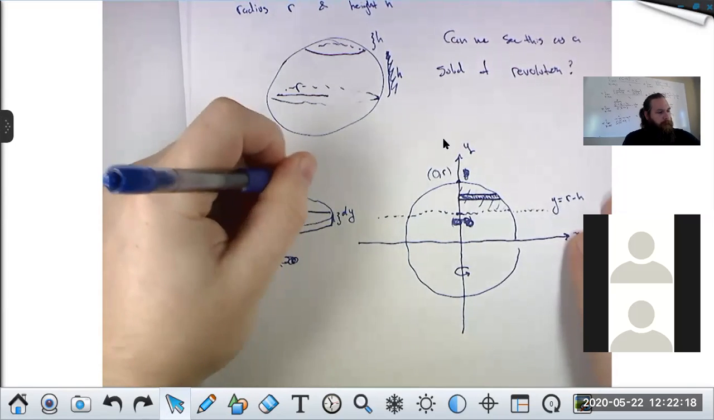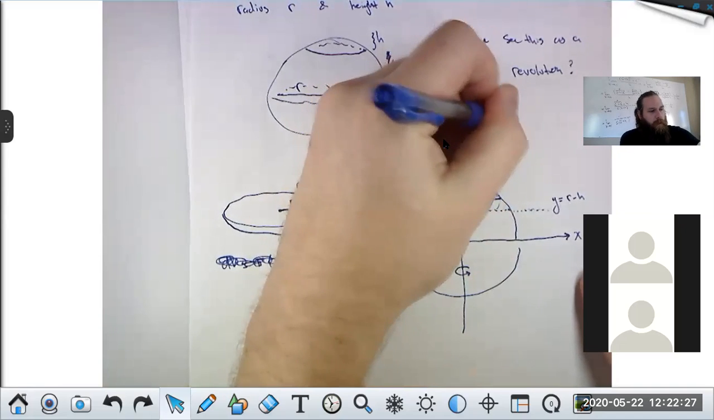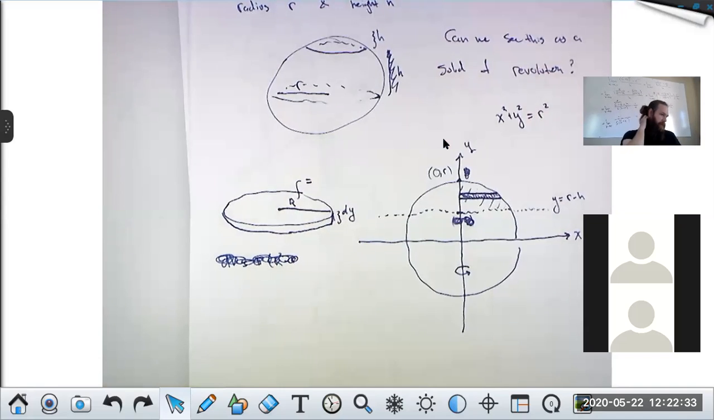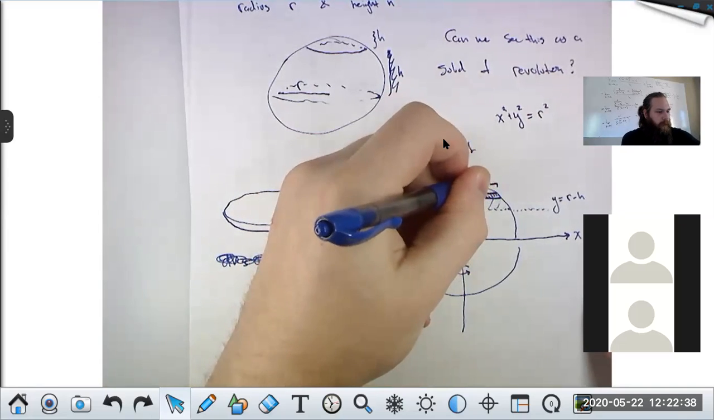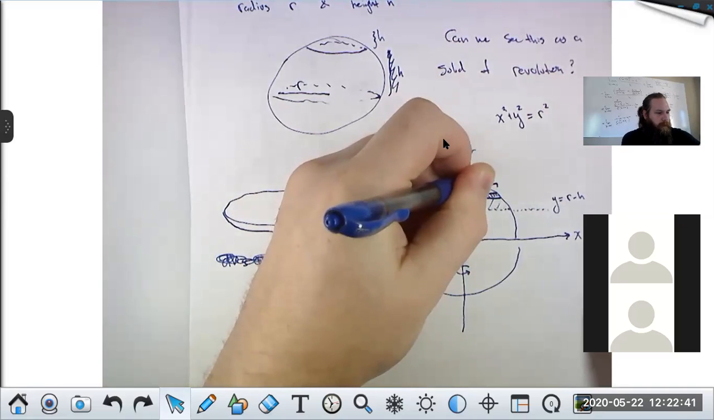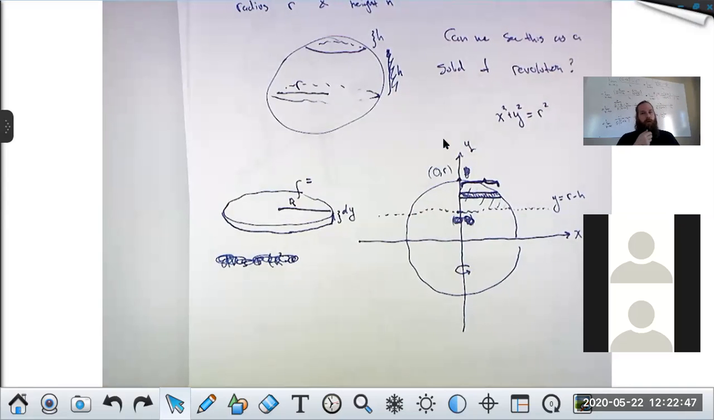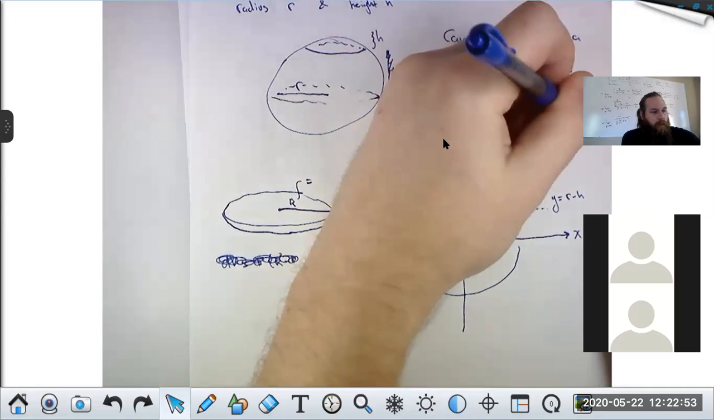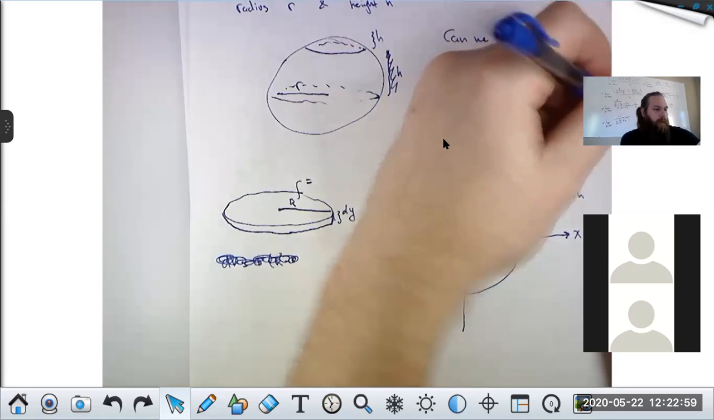So what is this R? To answer that question, we need to know the equation for the circle, which is x squared plus y squared equals little r squared. And the distance from the end of that strip to the axis of rotation is the distance I'm after, the thing that we call capital R in our dV formula. I can get that by solving this equation for x. X is the square root of r squared minus y squared.